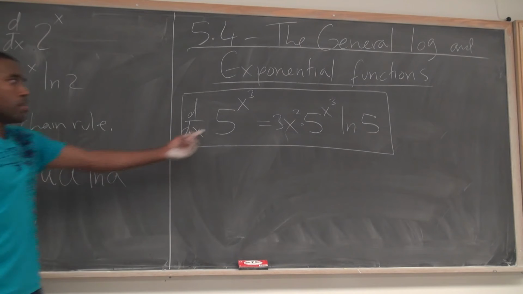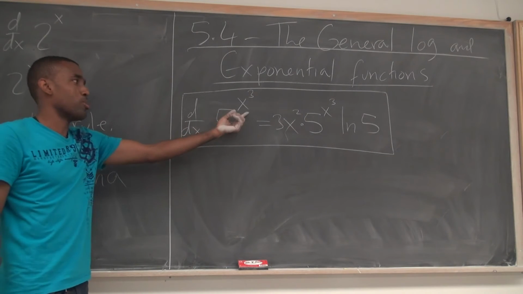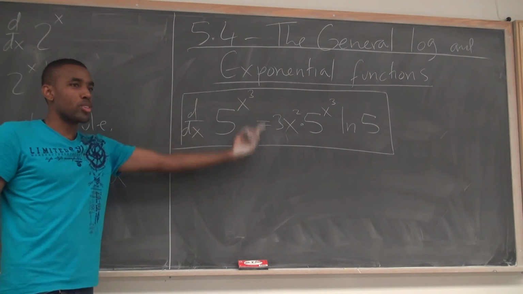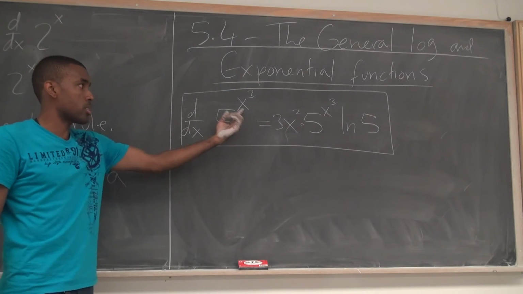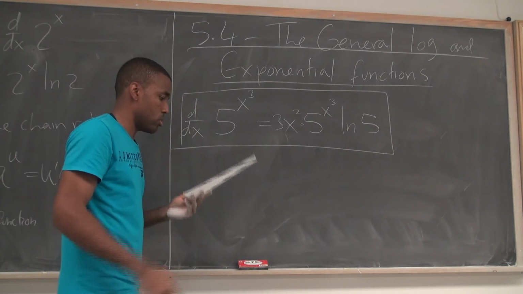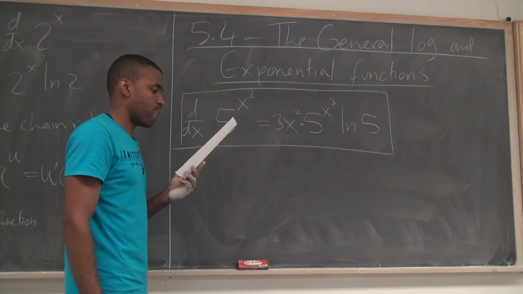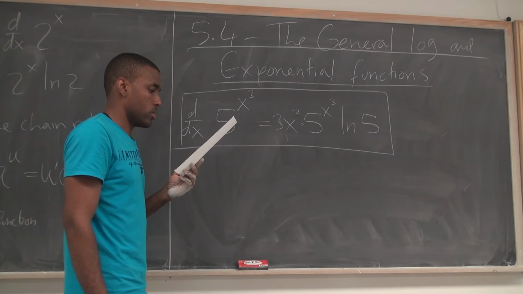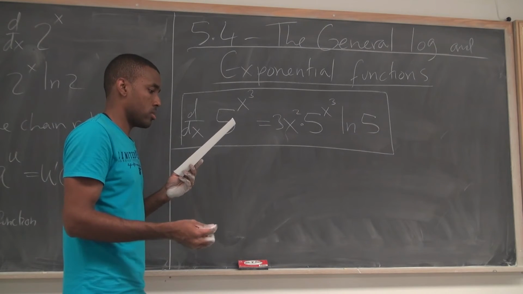So if you see something like this, do not do the power rule. Don't be like, oh, this is just x cubed minus 1. The power rule doesn't apply because the power is a variable. The base is a constant. You'd have to do something else.